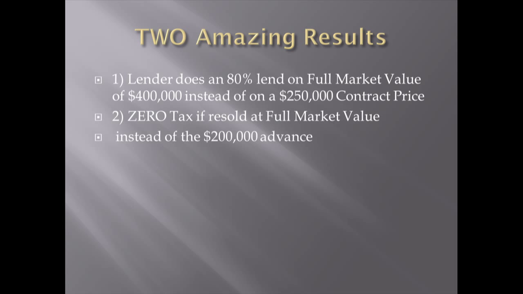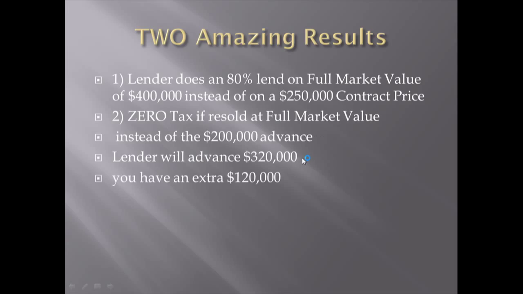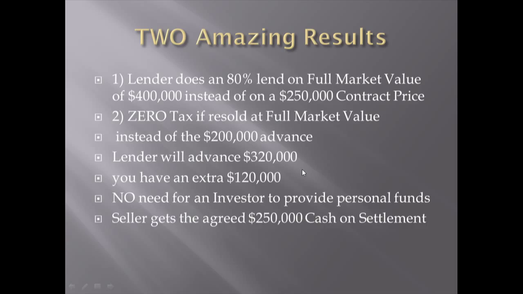and no tax. Instead of the 200 grand advance that the bank would give you on the 250 grand contract, the lender will now give you 320 grand advanced. You've got an extra 120 grand of finance in this deal. You can pay the seller their 250 grand. You don't need any money yourself to close on the deal, and after the seller's got his cash, there's money left on the table for yourself.